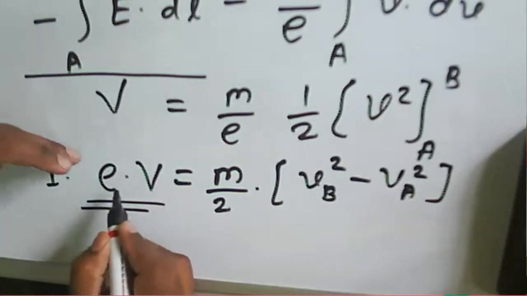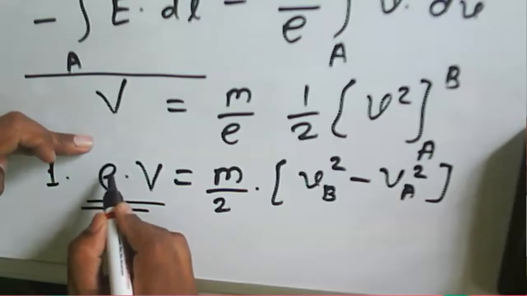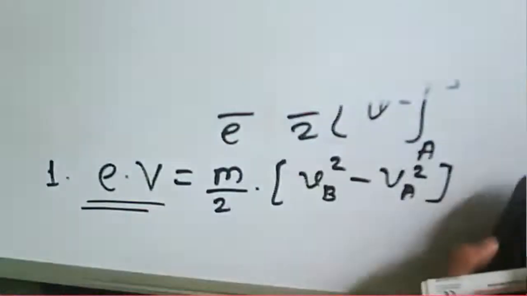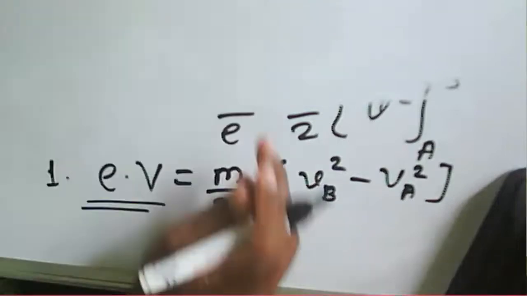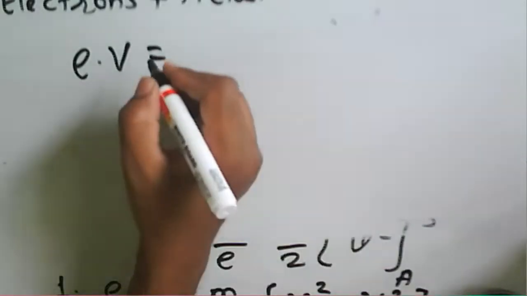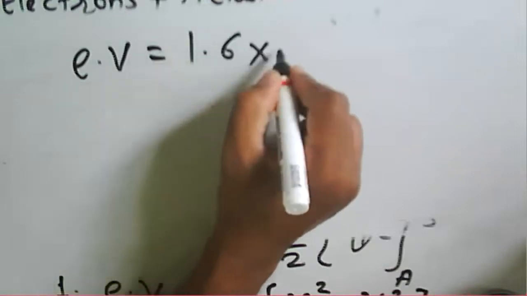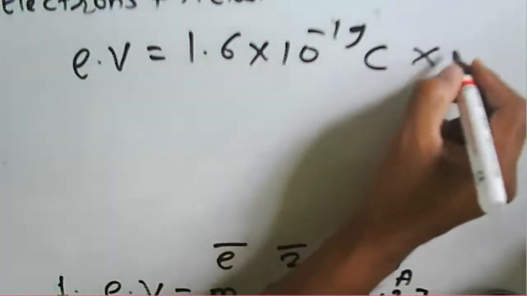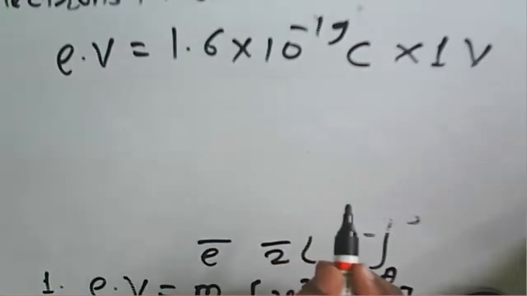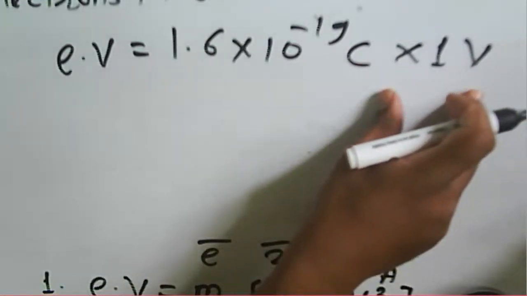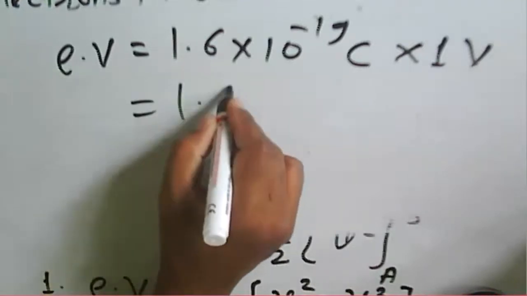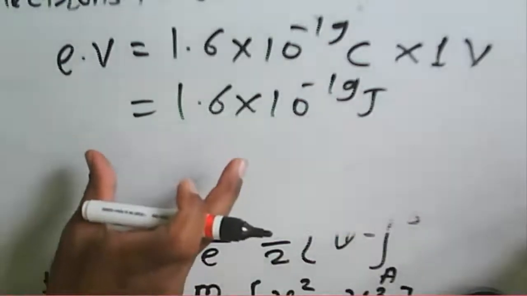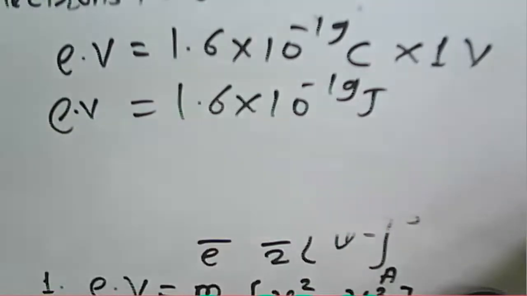In that case, E is nothing but the charge in coulomb, that is 1.6 into 10 to the power minus 19. So I will rewrite here: eV is equal to 1.6 into 10 to the power minus 19 coulomb into 1 volt. In that case, it becomes 1.6 into 10 to the power minus 19 joule. That is your eV.